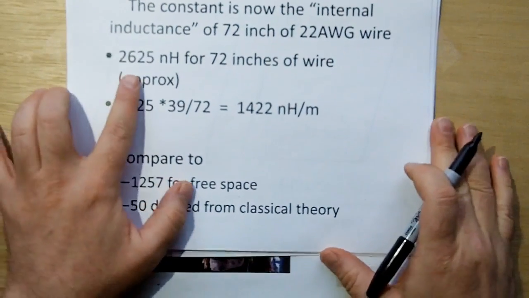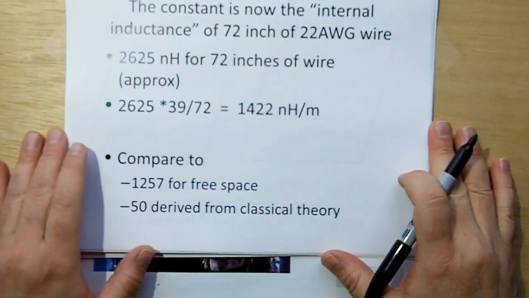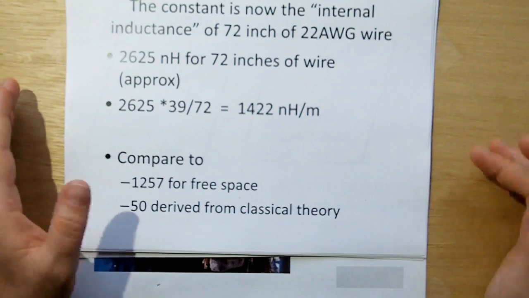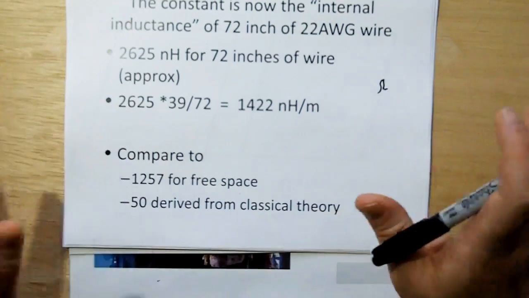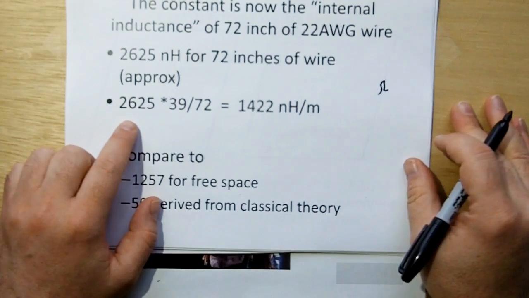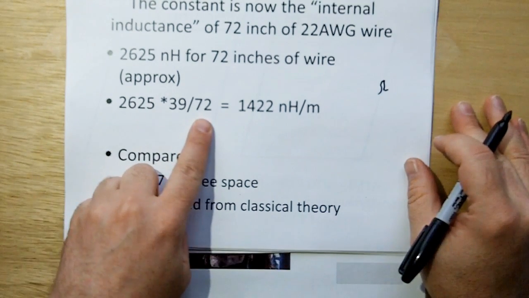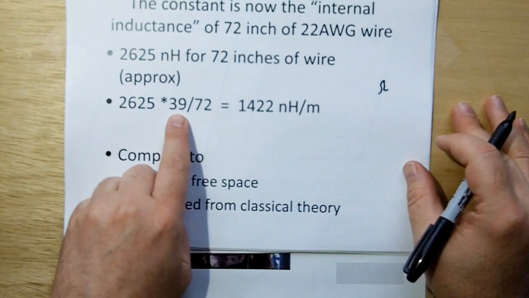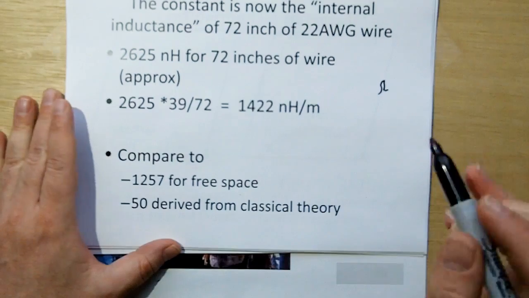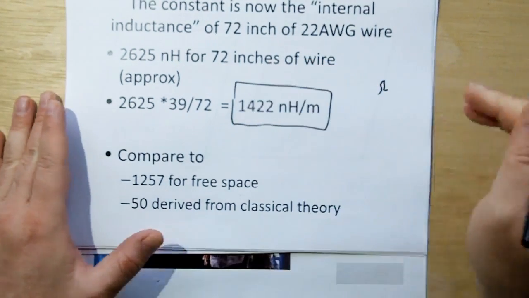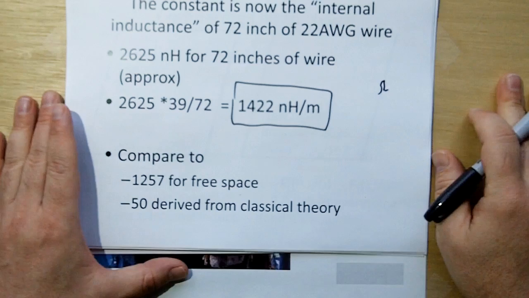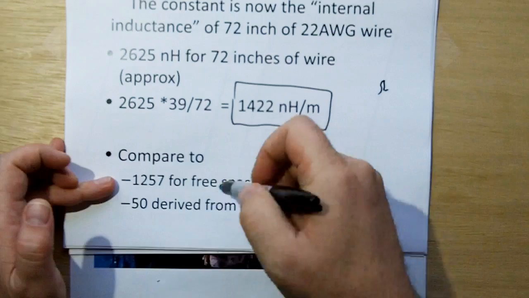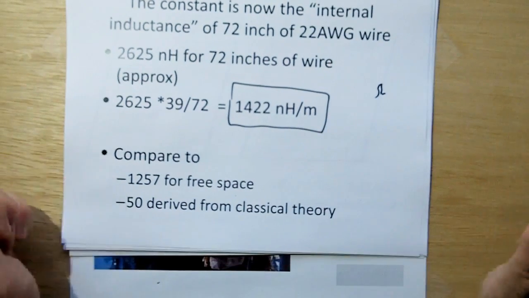So we take the 2625 nanohenries for the 72 inches of wire, and that's approximate. I mean, there's lead inductance and the little loops at the corner inductance, but let's consider those negligible. So if we take the 2625 and we divide it by the 72 inches of wire, multiplied by 39 inches of length in a meter, 39 inches per meter, that gives us the inductance that's internal to the wire: 1422 nanohenries per meter. And we compare that to the 1257 for free space, and we're good because as long as we're greater than the inductance per unit length of free space, we're golden.